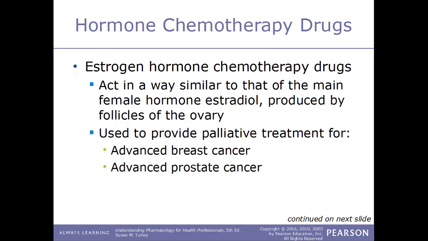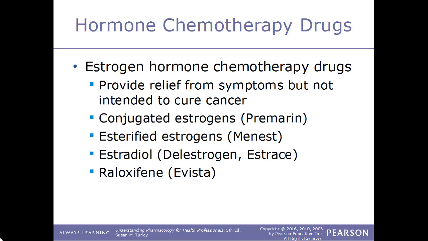Another class of hormone chemotherapy drugs are the estrogen hormone chemotherapy drugs. And these act in a way that's similar to that of the main female hormone estradiol, which is produced by the follicles of the ovary. And this is used to provide palliative treatment for advanced breast cancer and advanced prostate cancer. And these will provide relief from symptoms, but not intended to cure the cancer. Some examples of this kind of drug would include conjugated estrogens, such as Premarin, esterified estrogens like Manest, estradiol, also known as the trade names Delestrogen and Estrace, and Raloxifene, also known by its trade name Evesta.